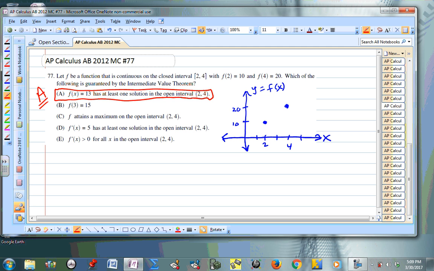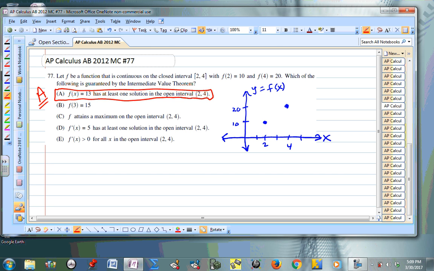Part D, f prime of x equals 5 has at least one solution on the open interval. Okay, now here they're saying that your average rate of change is 5. So the mean value theorem might say that the instantaneous rate of change has to be 5 somewhere on the interval. But what they don't say in the statement is that this function is differentiable everywhere. This function could have a cusp, and therefore it's possible to have slopes that never equal 5.